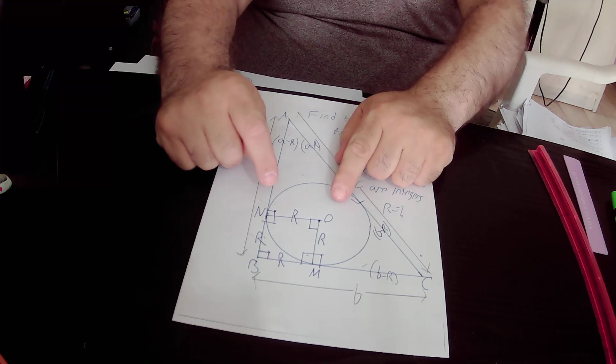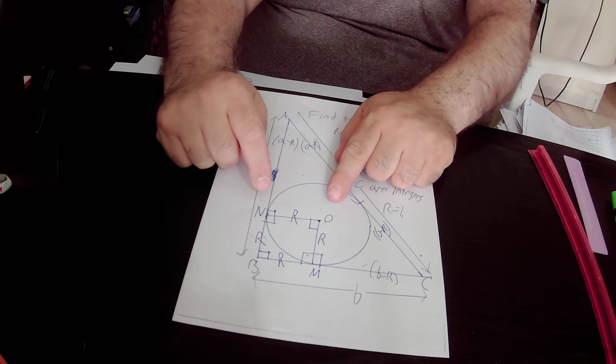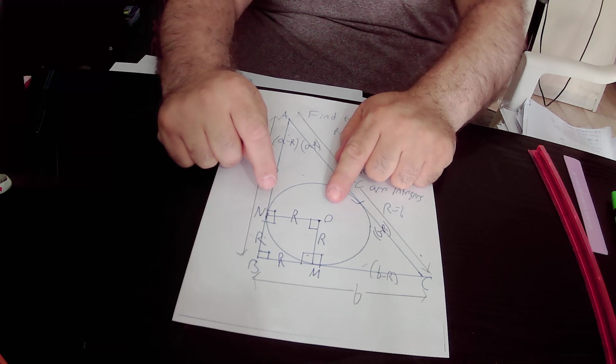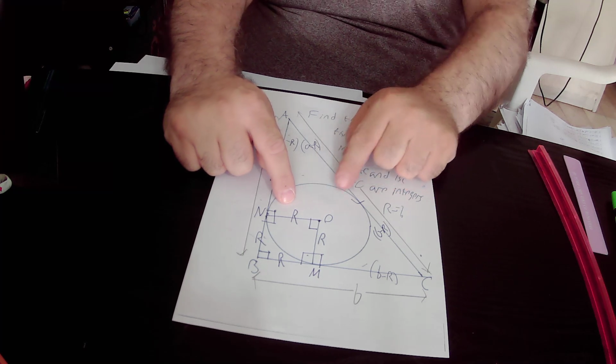Then we join points O and N together by a straight line. O is the center of the circle, N is the point of the circle itself. This is exactly the definition of a radius. That is to say, ON is the radius of this circle that is equal to capital R.